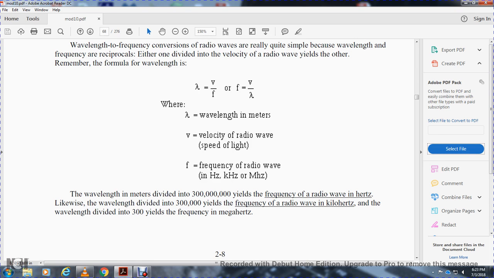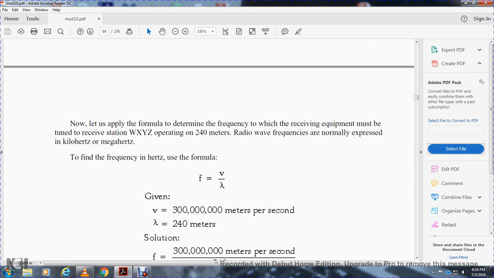Likewise, dividing 3,000 by the wavelength in meters yields the frequency of the radio wave in kilohertz, and dividing 300 by the wavelength yields megahertz. Now let's apply the formula to determine the frequency to which the receiver must be tuned to receive WXYZ, operating at 240 meters. Radio wave frequency is normally expressed in kilohertz or megahertz.